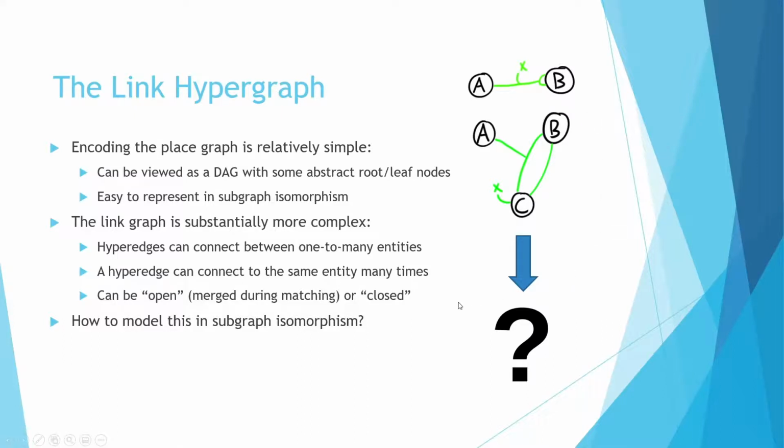They can also have the open property, which means that they're able to be merged during matching, or they can be closed, which means that they have to be isomorphic in their matching. So how do you model this in a conventional graph structure? Is it possible at all?